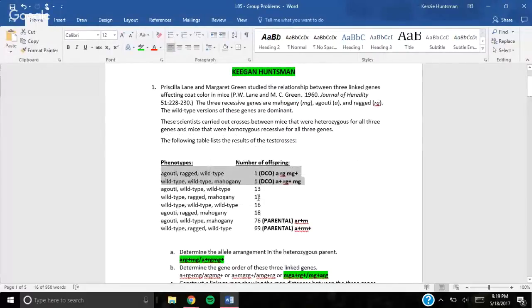We're Group 4. I'm Keegan, and this is Penny. And we're going to go through those problems with you. I'll pull up my paper, and we'll go through it. Penny's going to do number 1.